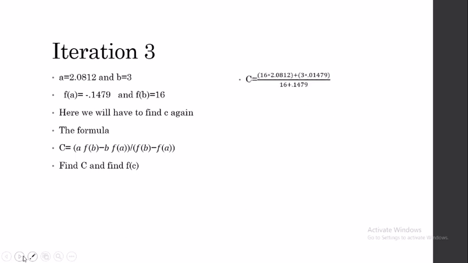So again I am going to substitute the values of A, f of A and f of B in the formula, and this is what I get. I will show you the answer. I will get 2.0896. And again f of C, what I got for f of C is a negative value, that is negative 0.0551, which is less than 0, which is a negative quantity, and hence f of C is a negative quantity.